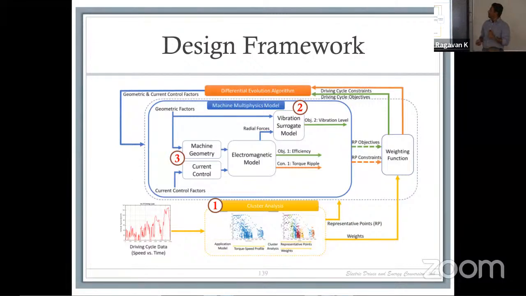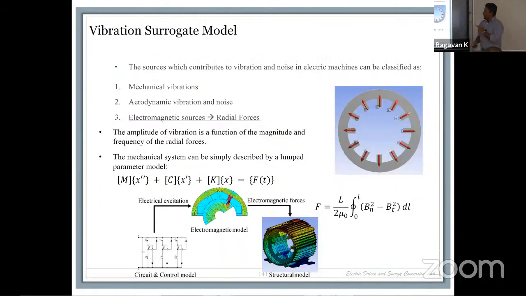Is that reasonable? Okay. So in the vibration surrogate model, like I said, here is the frequency. What we're talking about is you have the sources: mechanical vibration, aerodynamic noise, electromagnetic. We established that. I've said that a million times now, so we are good on that. Now, the vibration is basically a function of frequency of your radial forces, which means you can define the mechanical system as a lumped parameter model. So when you're talking about the overall system here, your stator and frame assembly is given with your mass M, your damping coefficient C, and stiffness, which is given as K. So those are the three variables here.